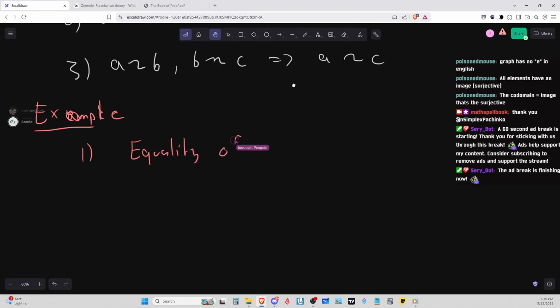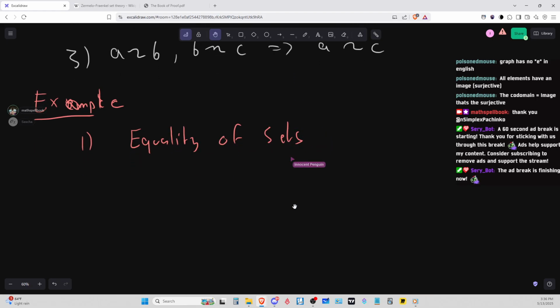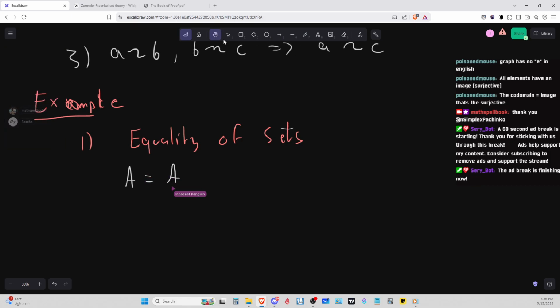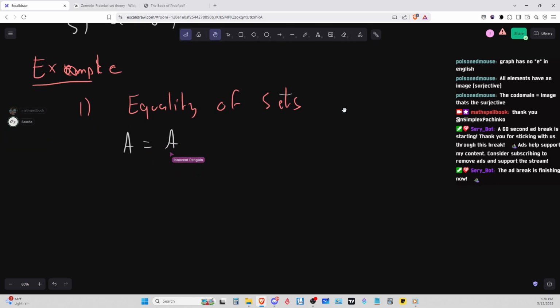Let's say equality of sets. Of course every set is equal to itself. The definition of equality for sets is that they must have the same elements. Surely A has the same elements as A.